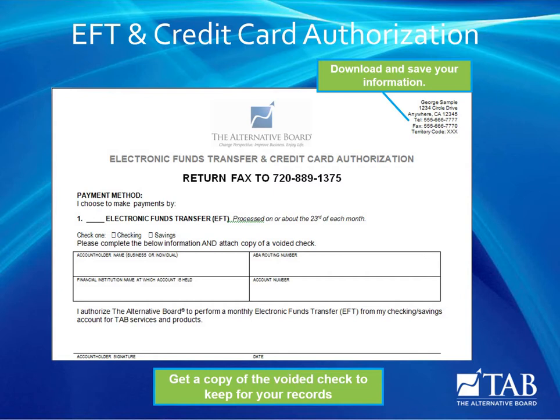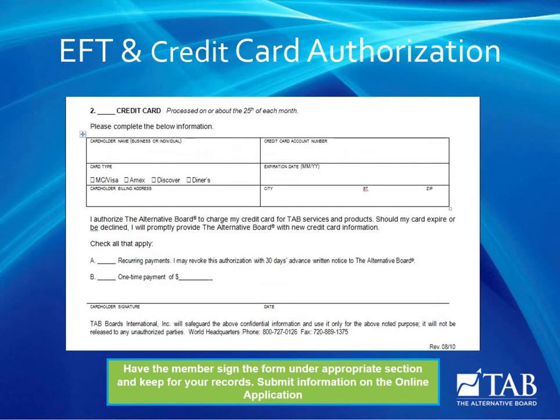The EFT and credit card authorization form is a two-part form. The top half is for electronic funds transfers. We suggest you get a voided check for your records. The bottom portion is the credit card authorization form that you would also need to have signed and completed by the member.